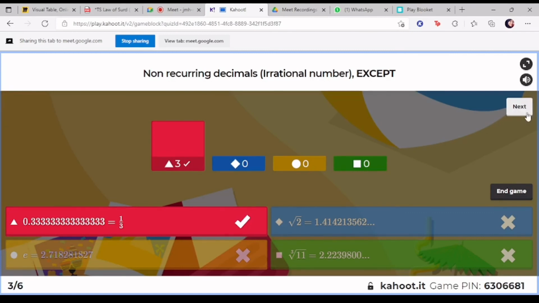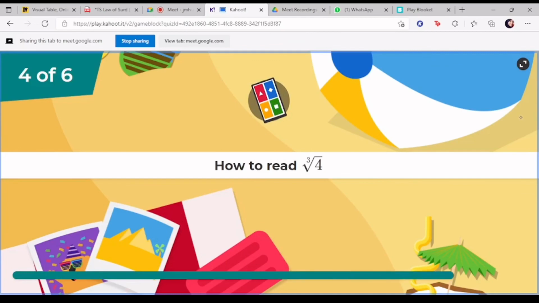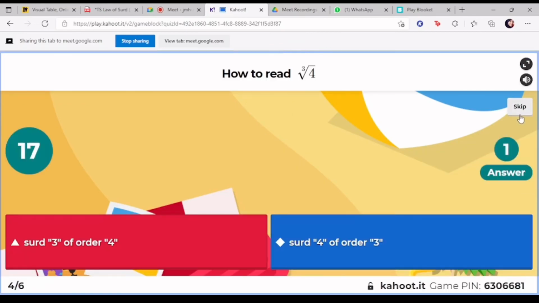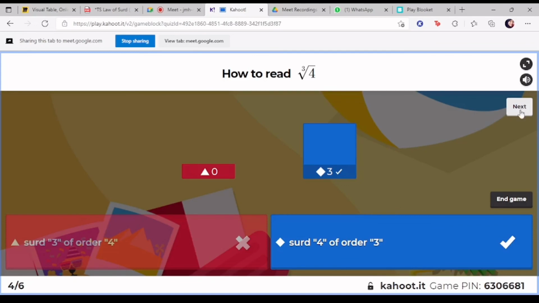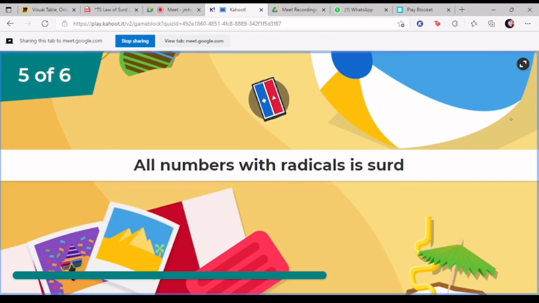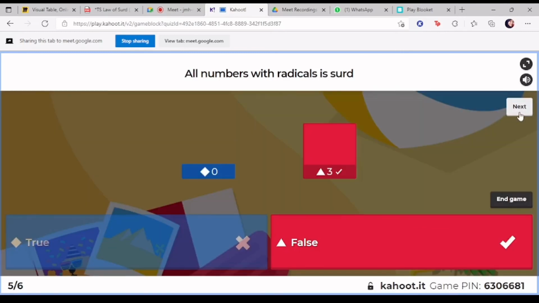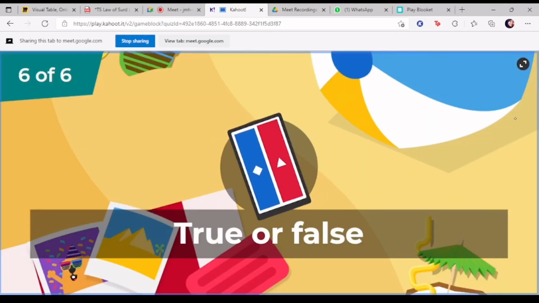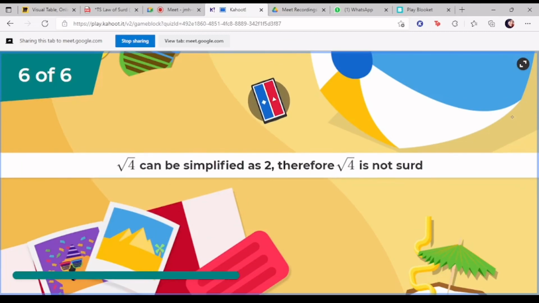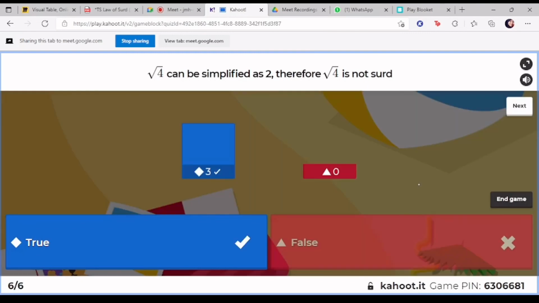Yes, the first answer. Okay, for the fourth question, how to read this question? Yes, all got correct. Okay, next. All numbers with radicals are surds. Is it true or false? Yes, all got correct. I can see that you understand this topic. Okay, root 4 can be simplified as 2. Therefore, root 4 is not a surd. Yes, all got correct for true.